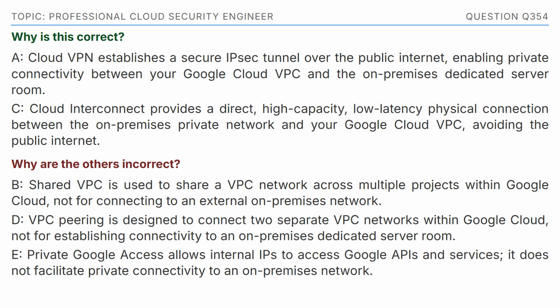B. Shared VPC is used to share a VPC network across multiple projects within Google Cloud, not for connecting to an external on-premises network. D. VPC peering is designed to connect two separate VPC networks within Google Cloud, not for establishing connectivity to an on-premises dedicated server room. E. Private Google Access allows internal IPs to access Google APIs and services. It does not facilitate private connectivity to an on-premises network.